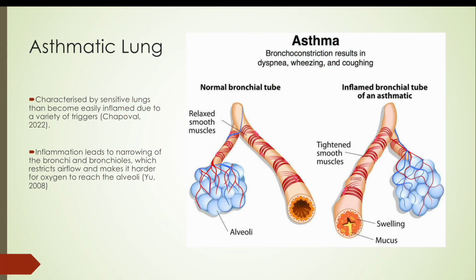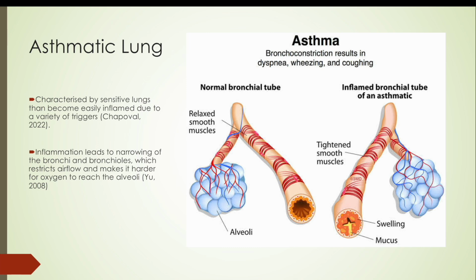Asthma is a chronic, incurable, and heterogeneous disease of the lung, characterized by sensitive lungs that become easily inflamed due to a variety of triggers. In a lung affected with asthma, the normal structure and function of the airways are disrupted by chronic inflammation. An asthmatic lung experiences swelling and irritation in the airways. This inflammation leads to narrowing of the bronchi and bronchioles, which restricts airflow and makes it harder for oxygen to reach the alveoli. Additionally, the airway linings produce extra mucus, further blocking the airways.